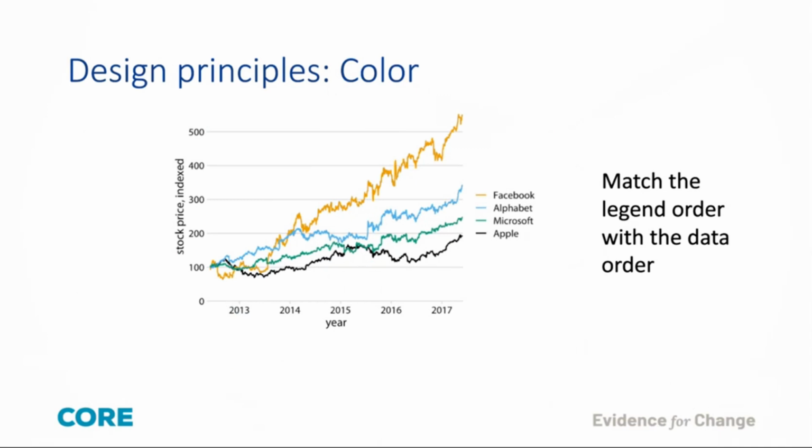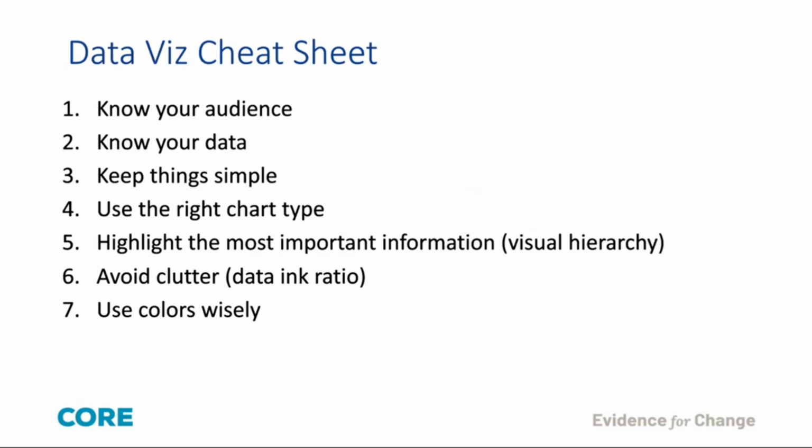So this is a little bit better. You match the legend order with the data order. You still have a little bit of eye hopping. The person who made this chart could also put the labels right next to the end of the lines, if you want. That makes it even easier, and it minimizes the eye hopping even more. Next slide, please.